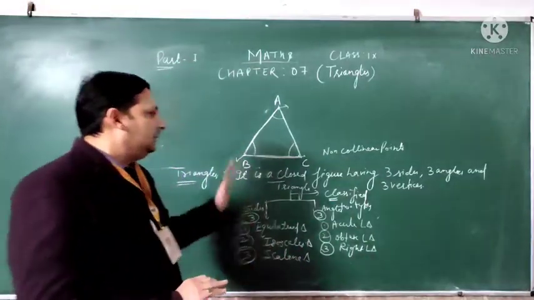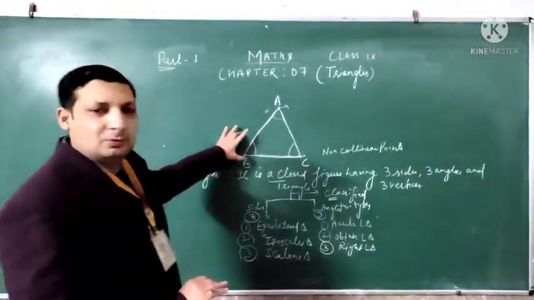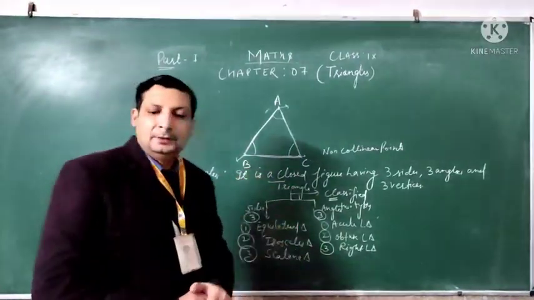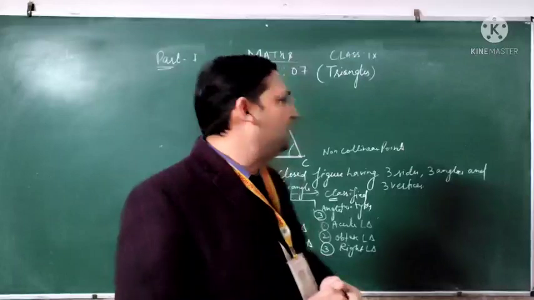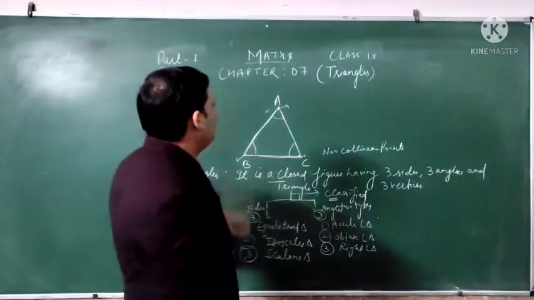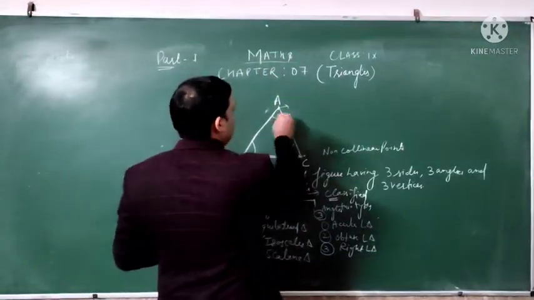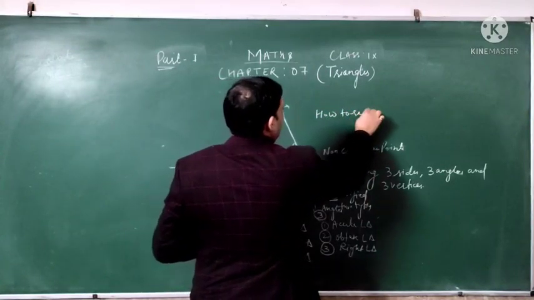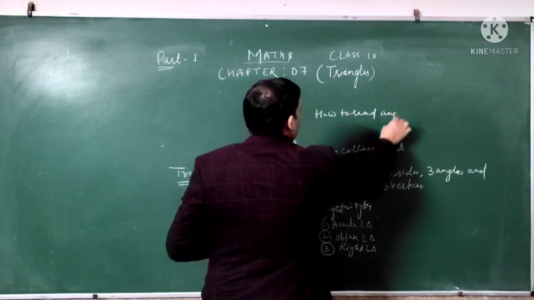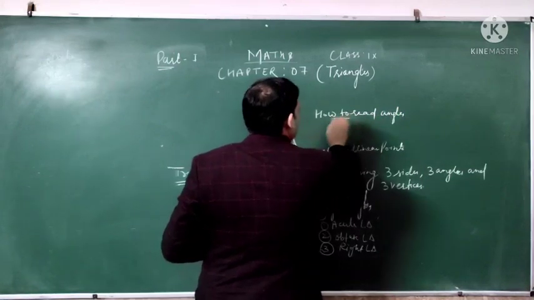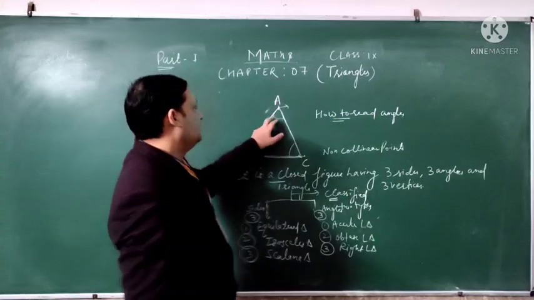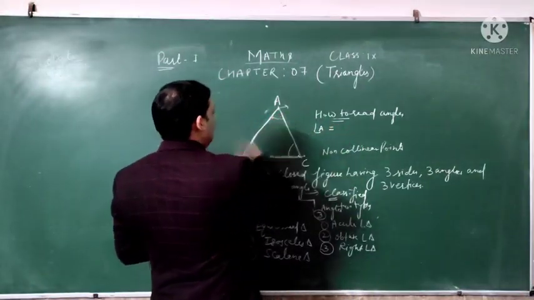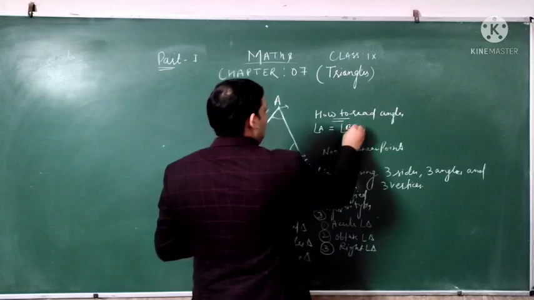Now, so far we have discussed the introduction part of triangle, what is a triangle and what are the types of triangles. Now we will see some basic things. When we want to write an angle, how do we read an angle? It means how do we read an angle? In a general way we can say that it is angle A. What is another name of angle A? Angle BAC.